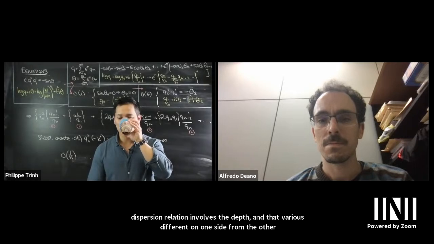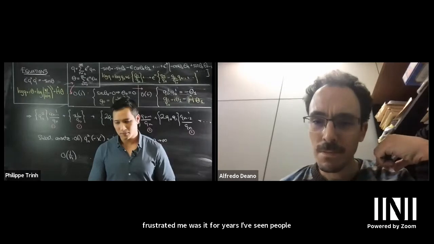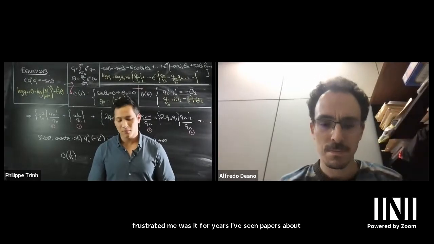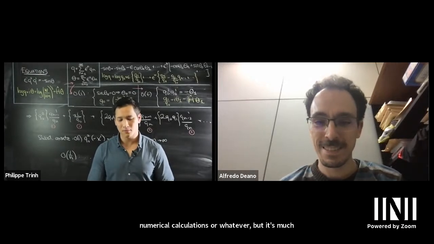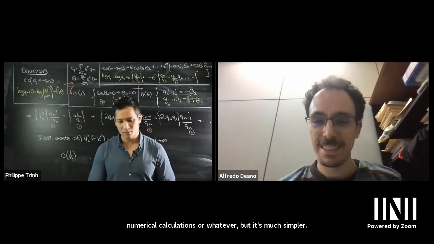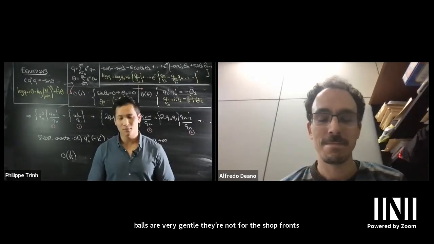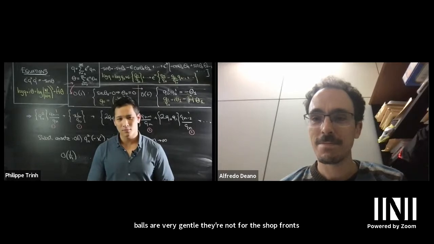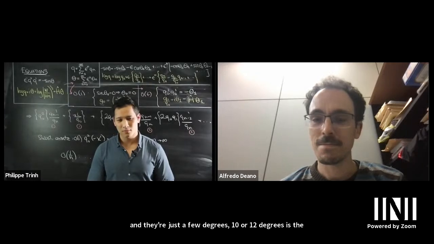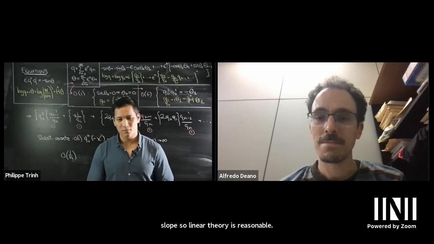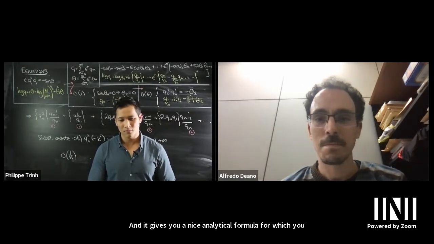So that's all part of the story. And what frustrated me was that for years I've seen papers about tidal bores, and they're all nonlinear. So you can do numerical calculations or whatever, but it's much simpler. You see it linear, and the slopes of these bores are very gentle. They're not sharp fronts. Occasionally they are, mostly they're not. They're just a few degrees, 10 or 12 degrees is the slope. So linear theory is reasonable, and it gives you a nice analytical formula from which you can get a large number of conclusions and predictions. Anyway, thank you for your talk.